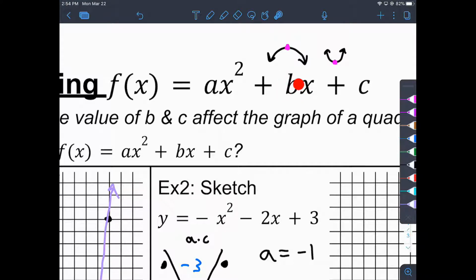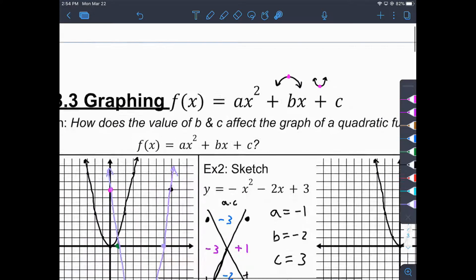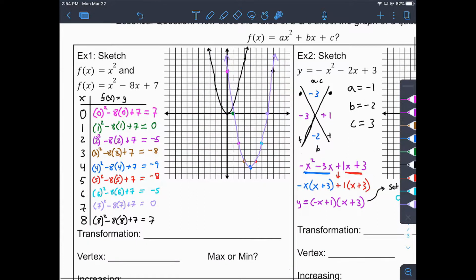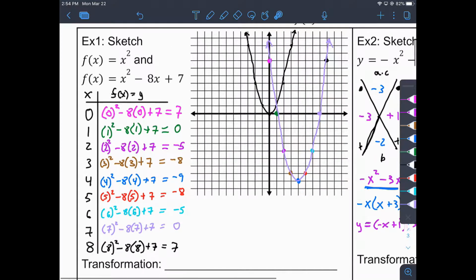But the B value does actually more than that, but we're only going to really focus in on this vertex idea, because it does control the left or right shifting of a parabola, but it does it very oddly. So instead, we're going to focus on what it helps us do to find the vertex. So I've decided to break this up into some of the key components.